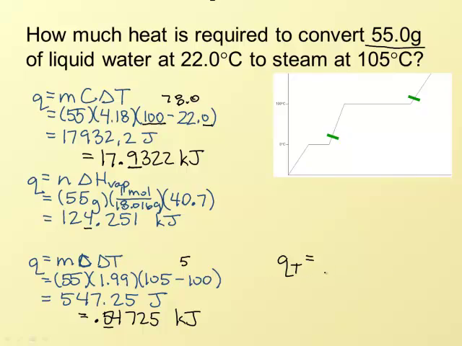Now, for my answer, I need to use the addition and subtraction rule. I have one value that goes to the tenths, another to the ones digit, another to the tenths. My answer goes to the ones digit. The correct answer here would be 143 kilojoules.